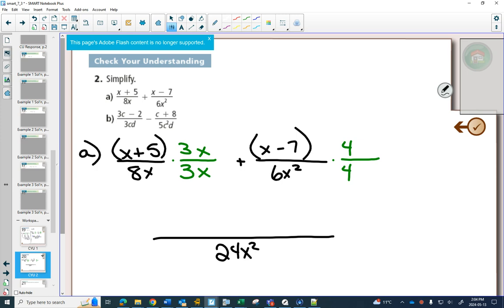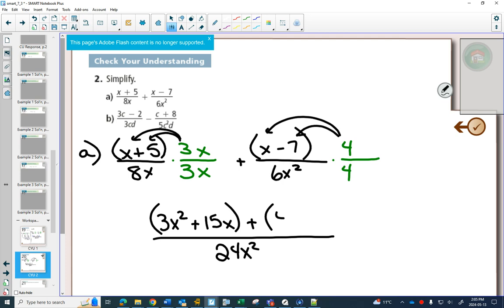But what's going to happen on the top is that this 3x has to get multiplied by all of this, so you're going to have to distribute. That'll give me a 3x squared plus a 15x. And I'm just going to put that in brackets right now to show that that was what I got from my first one. And then I'm going to have to add, and what will I get from my second one? Well, this 4 will get distributed, so I'll have a 4x minus 28.